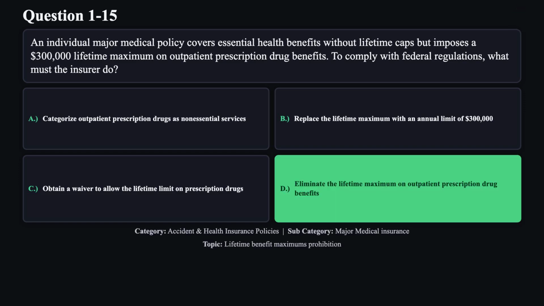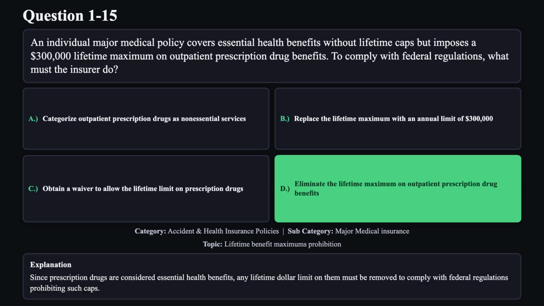The correct answer is D. Since prescription drugs are considered essential health benefits, any lifetime dollar limit on them must be removed to comply with federal regulations prohibiting such caps.